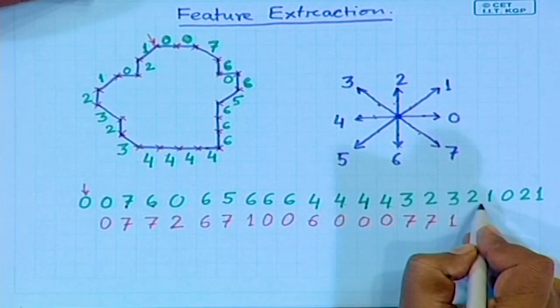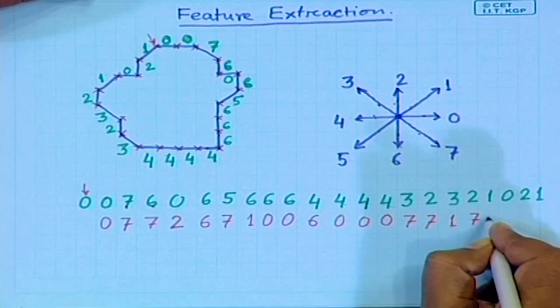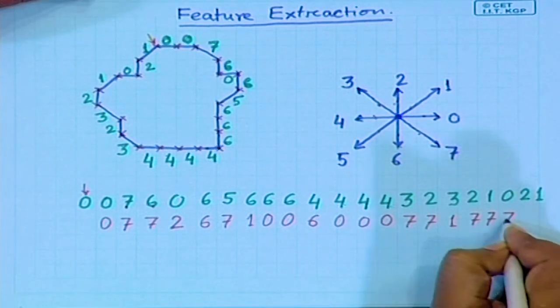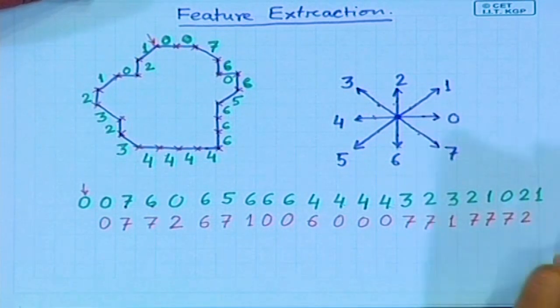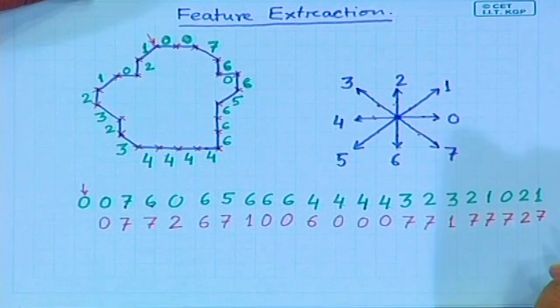Then 3 to 2, again 7 steps of rotation. 2 to 1, again 7 steps of rotation. 1 to 0, again 7 steps of rotation. 0 to 2, I have to perform 2 steps of rotation. Then 2 to 1, I have to perform 7 steps of rotation.